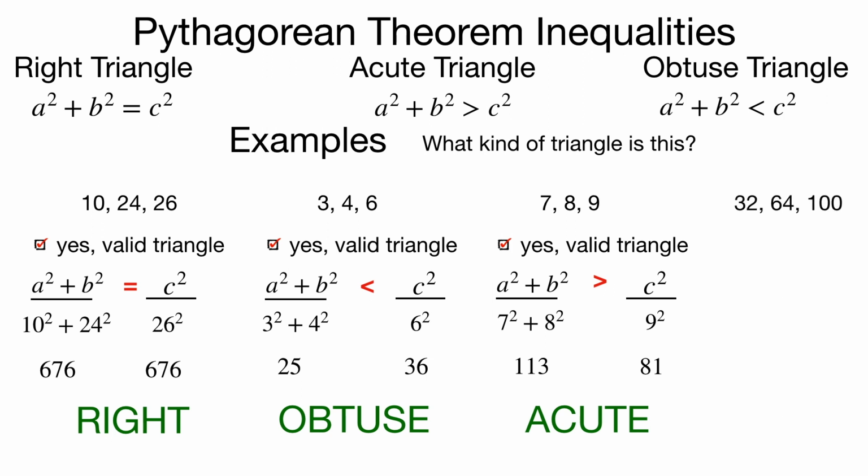And our final example, I've got 32, 64, and 100. Now 32 plus 64 is 96, which is smaller than 100. This thing isn't even a triangle. So it's not right, it's not obtuse, it's not acute, it's invalid. So nothing to do here, no triangle.